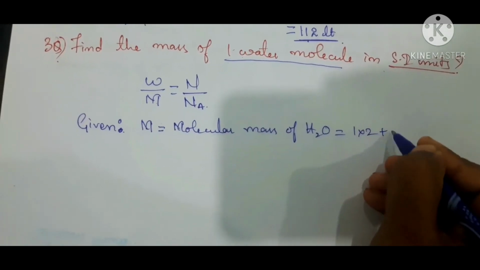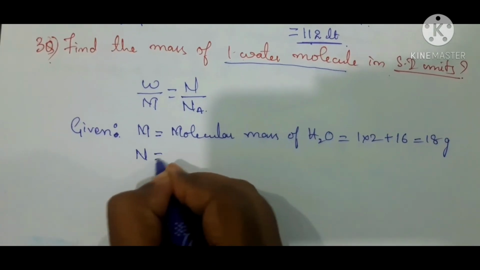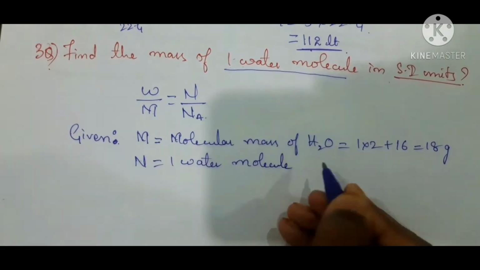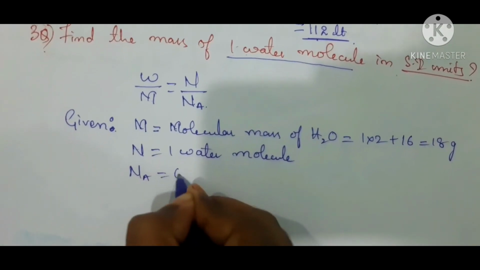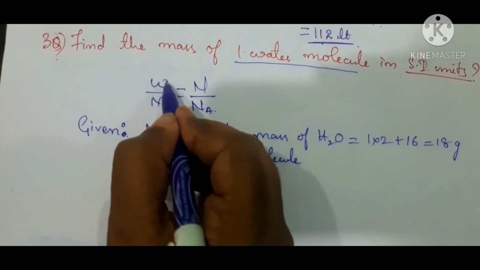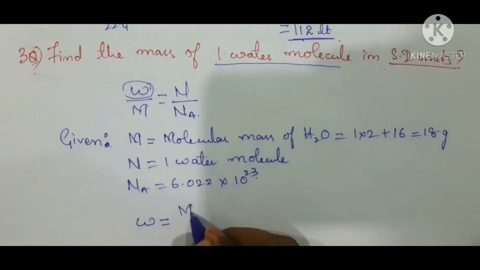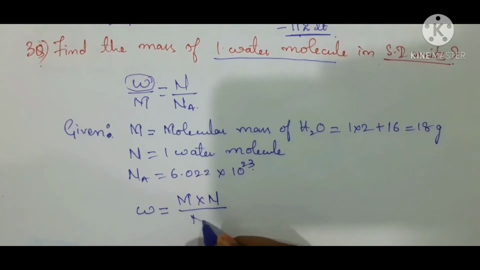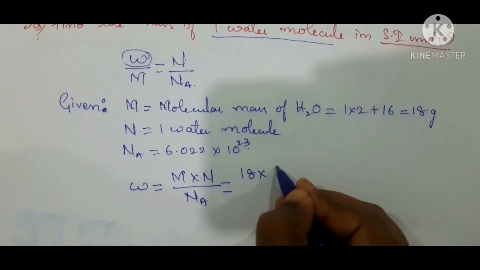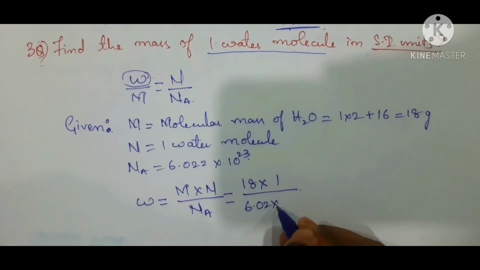The molecular mass of water is 1 into 2 plus 16, that comes to 18 grams. n is 1 water molecule, and Na is 6.022 into 10 to the power of 23. I need to find W here, so I will rearrange this. W is equal to M into n by Avogadro number. On substituting, the molecular mass is 18, into 1 by 6.022 into 10 to the power of 23.